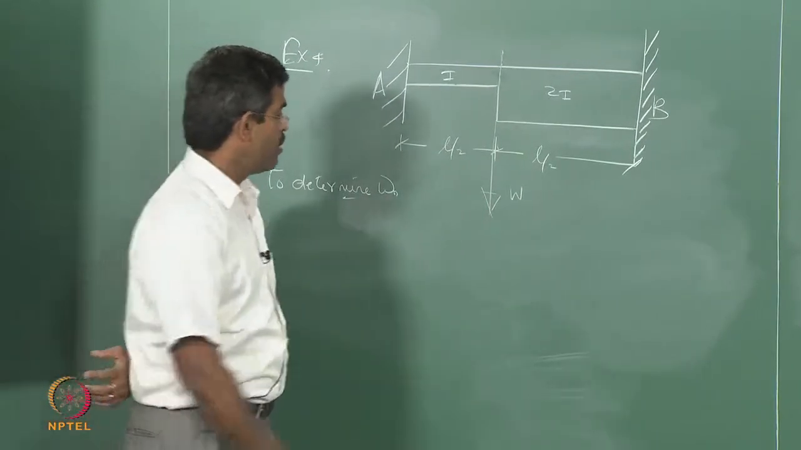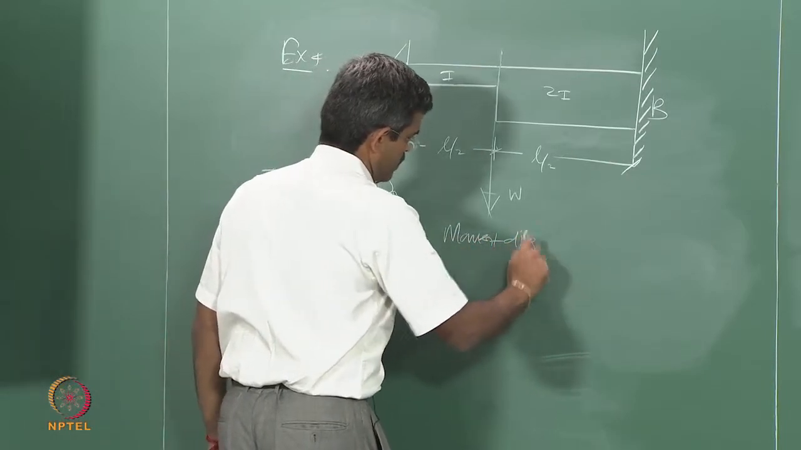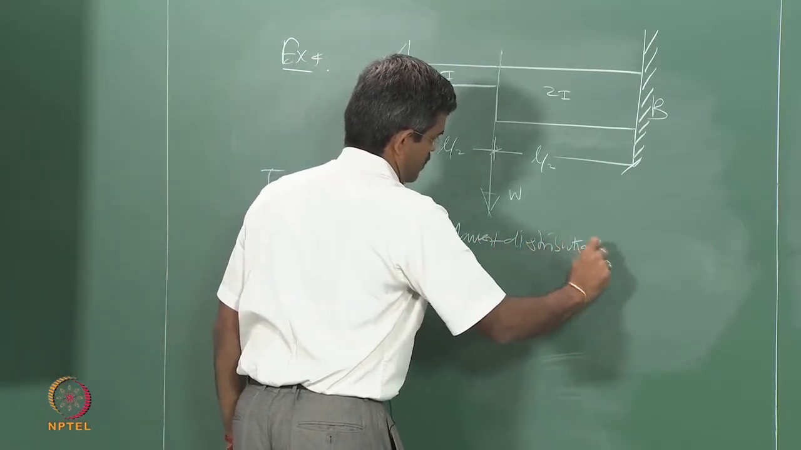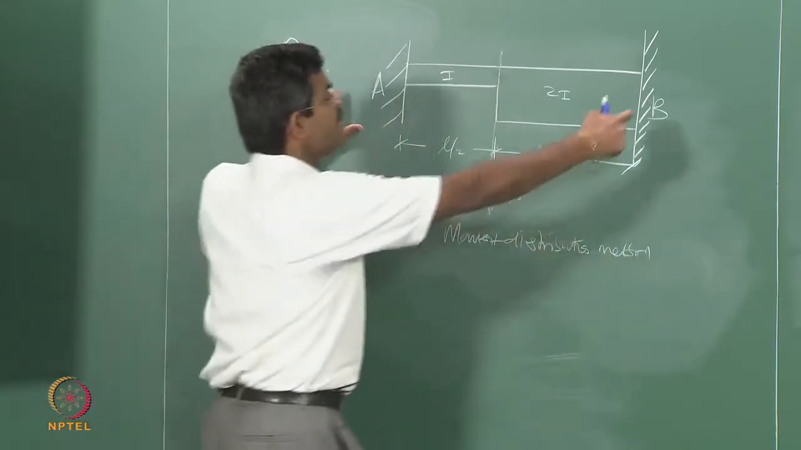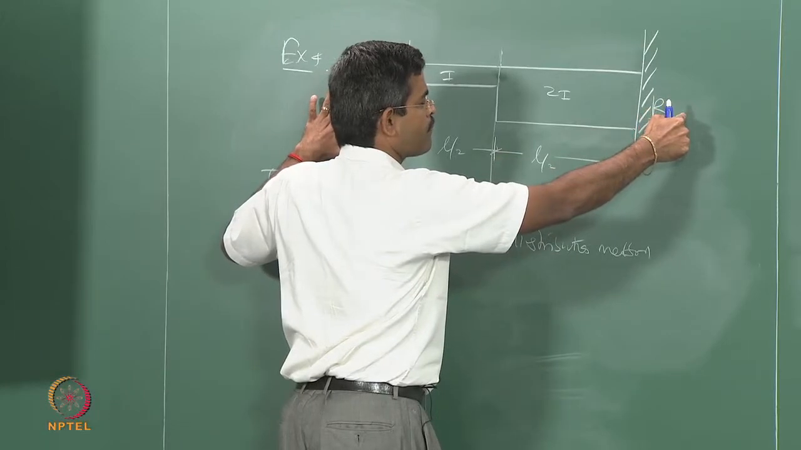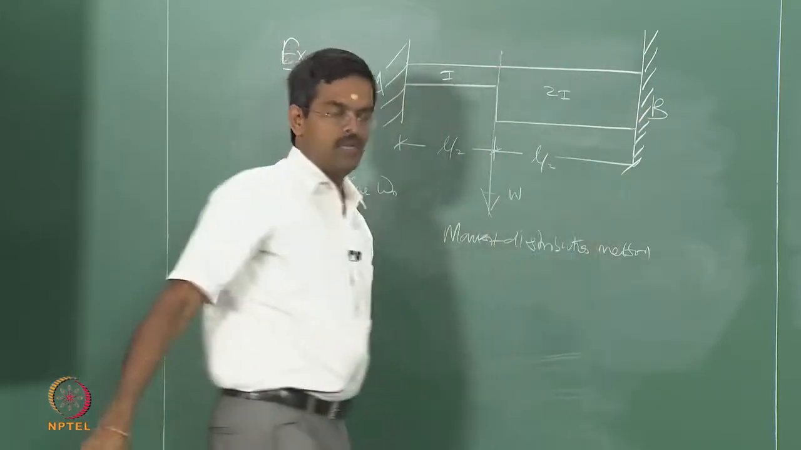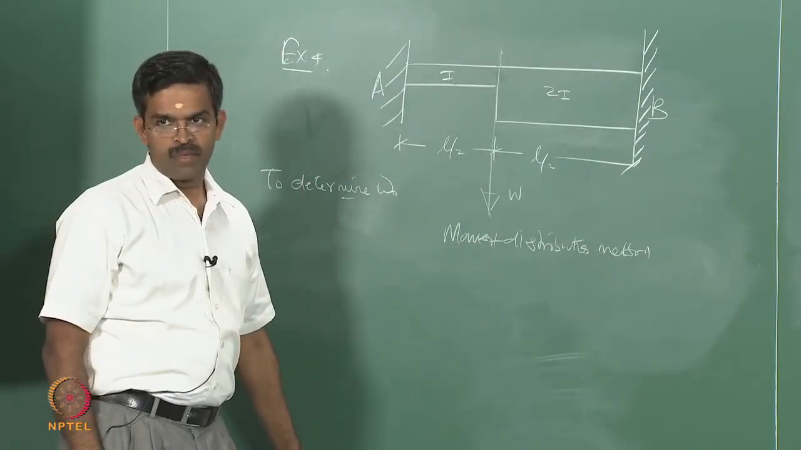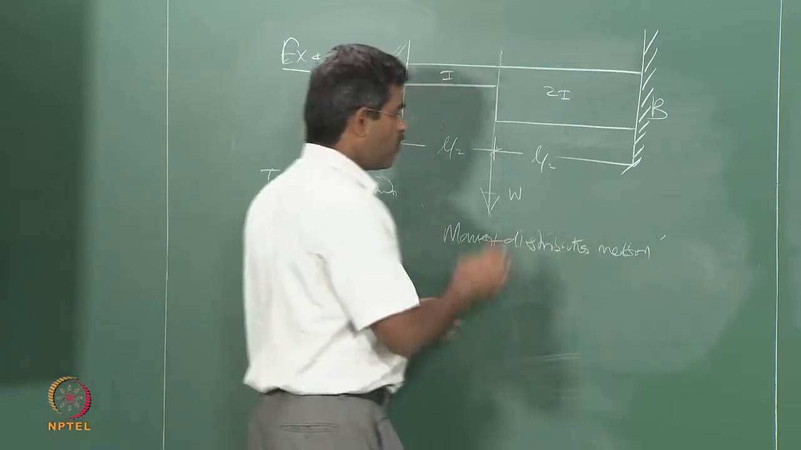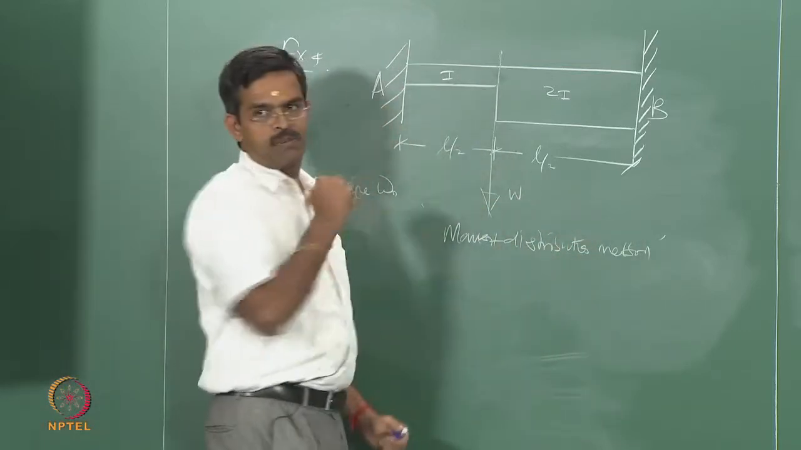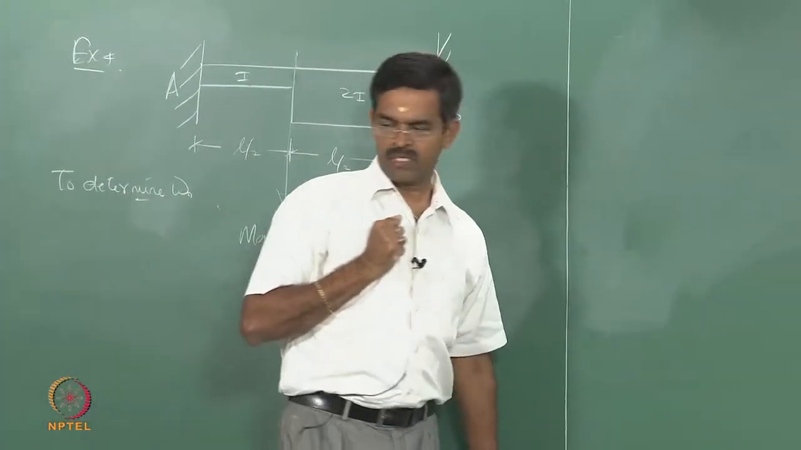Generally, if you see, the moment distribution method is applied to find out the end moments, and the moment at this portion and the respective shear, as a mechanics problem. But I will use this as a tool to find omega n for a dynamics problem, as we did in the last example. Okay, let us see how we do it.